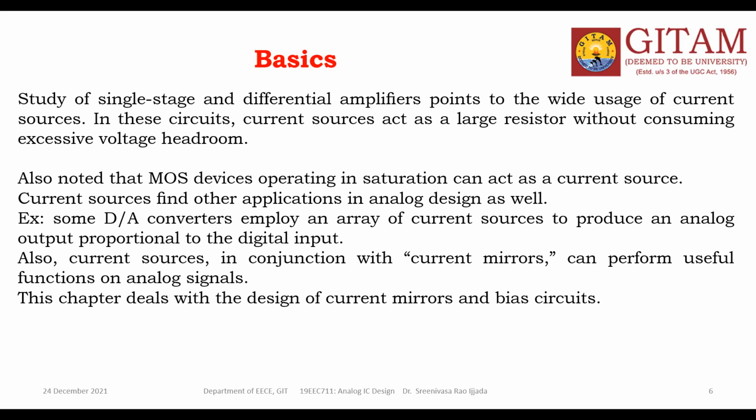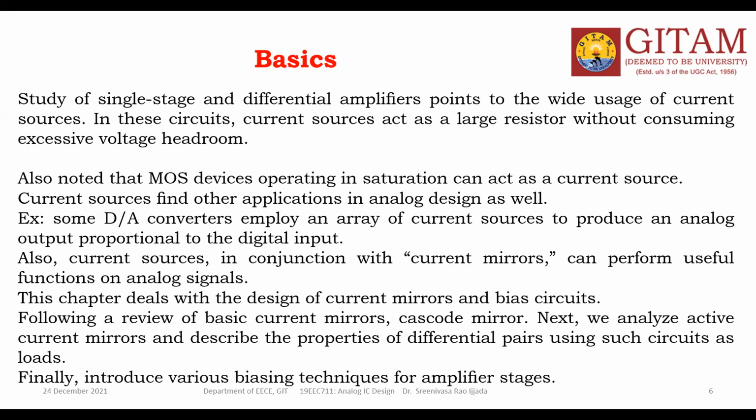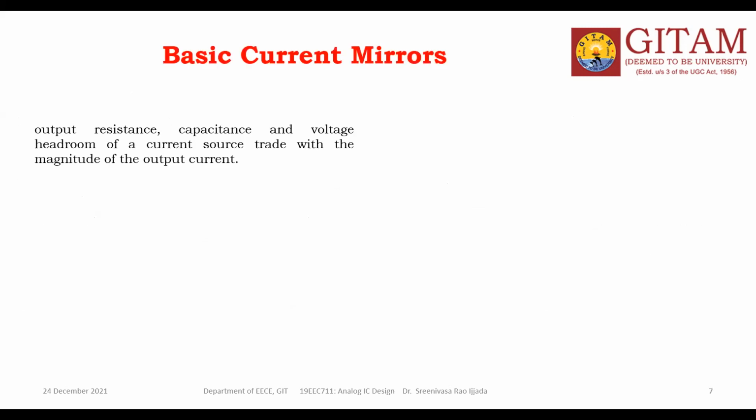So in this chapter we are going to discuss what is the basic current mirror and bias circuits. After that, the cascade current mirror. Next we need to analyze the current mirror circuits through either small signal or large signal analysis. Finally we can introduce the biasing techniques for amplifier stages. So what is the basic current mirror?